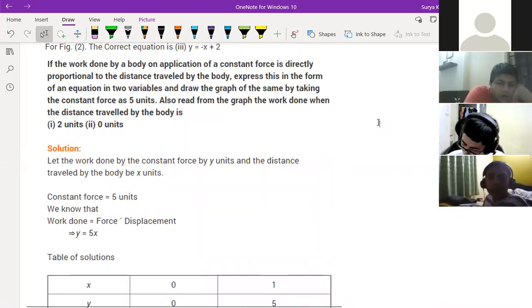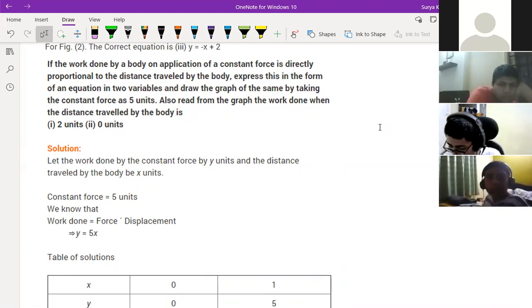If the work done by a body on application of constant force is directly proportional to the distance traveled by the body, express this in the form of an equation in two variables and draw the graph of the same by taking the constant force as 5 units. Also read from the graph the work done when the distance traveled by the body is 2 units or 0 units. So, work done by the constant force.